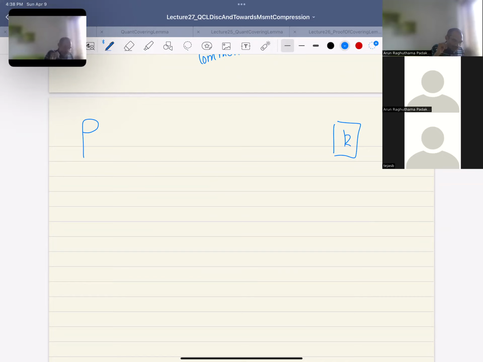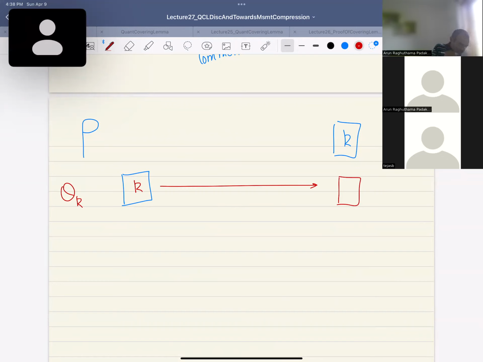Originally, what you did was a measurement. The measurement gives you this post-measurement quantum state theta k and the classical register k, and you push this classical register out to Bob. That's what you did, correct?